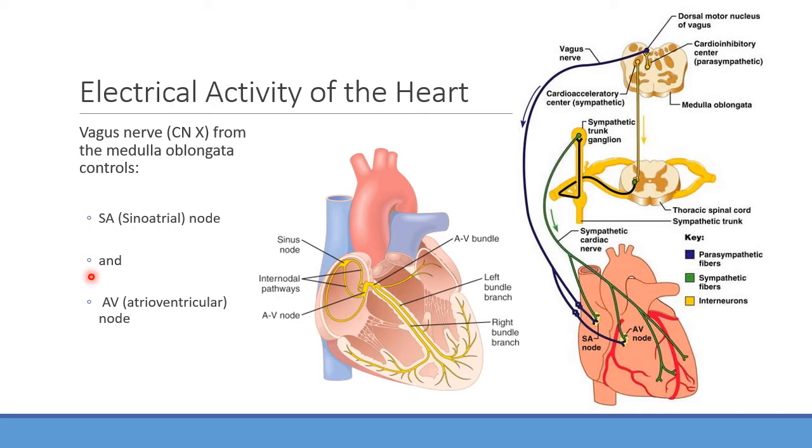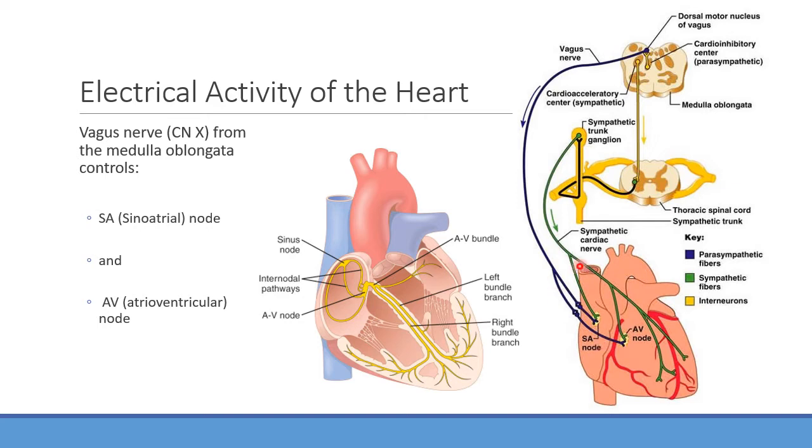Okay, and you can see here the vagus nerve. Anyone remember which cranial nerve that is? 10, good. That's going to be mainly our parasympathetic nerve here. Notice it has a direct innervation to both the SA and the AV node. And remember, that's releasing acetylcholine. Notice it's affecting the muscarinic receptors. It's going to work to slow down the heart, essentially.